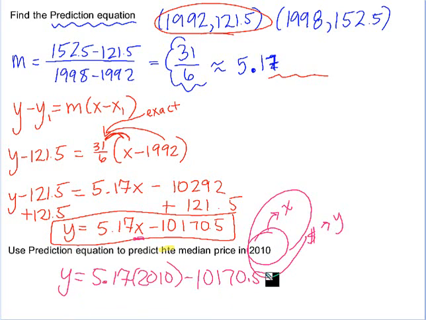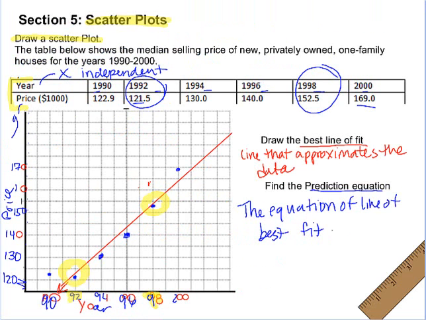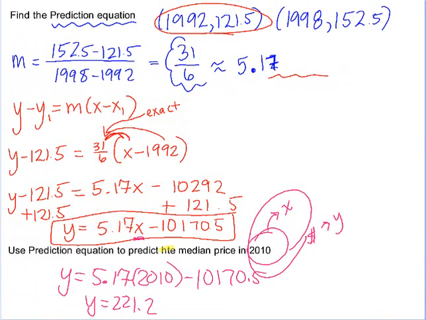This is just a plug-in and chug-in. So you're going to take this in your calculator, and you're going to calculate that y is 221.2. Now this is price. We have to refer back to our table. This price was in the thousands, so we want to make sure we're writing this correctly. So we would say that the median price in 2010 should have been 221,200.